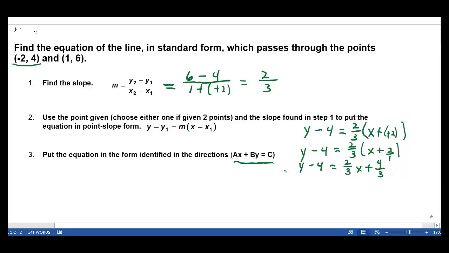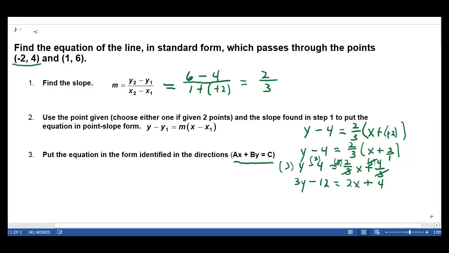Now at this step we have a couple of choices in which we can do. What I like to do is clear the fractions. So I'm going to multiply each term by the least common multiple, which in this case is 3. So I'm going to multiply each term by 3 in order to clear the fractions. So here I have 3 times y, which is 3y, minus 3 times 4, which is 12, equals, now here the 3 and the 3 are reduced, leaving us with 2x, plus here the 3 and the 3 reduce as well, leaving us with a 4.